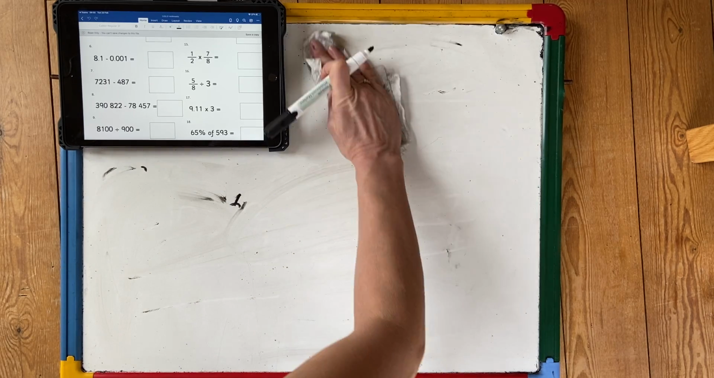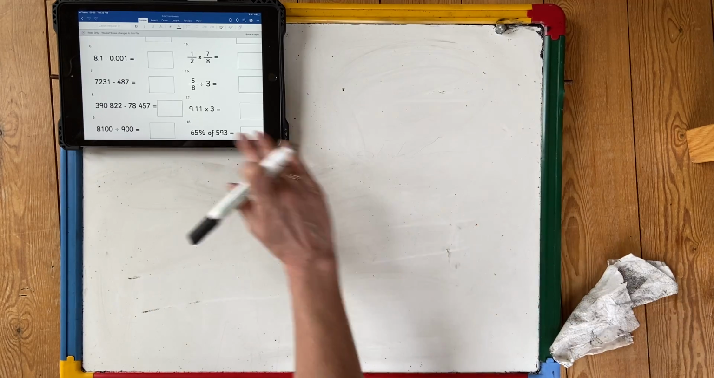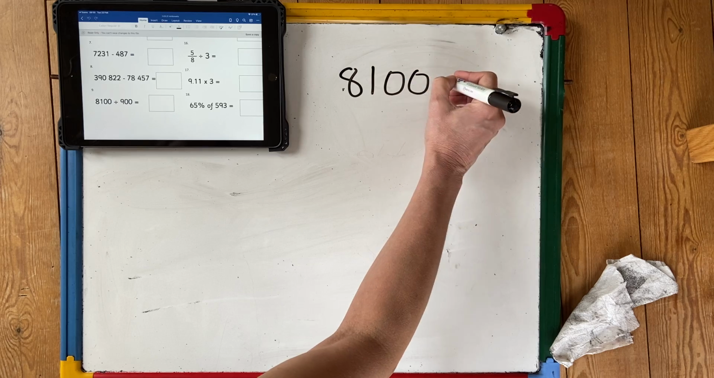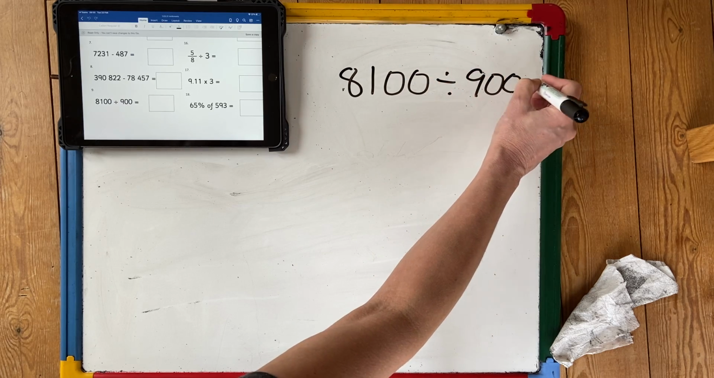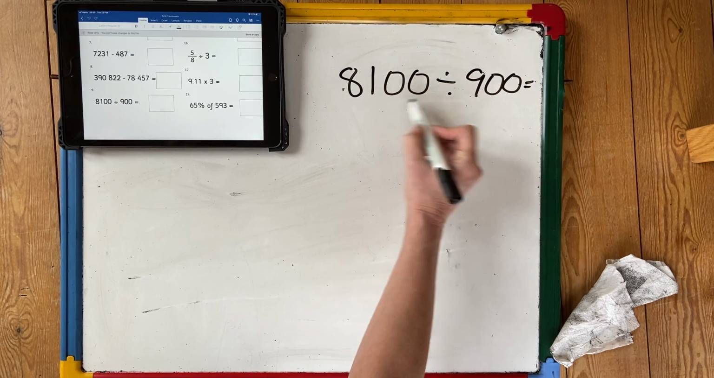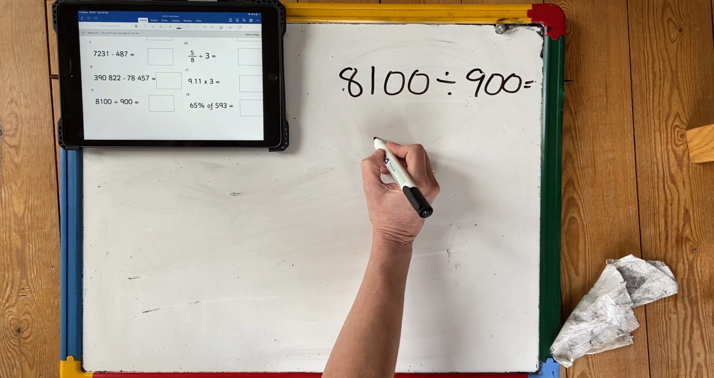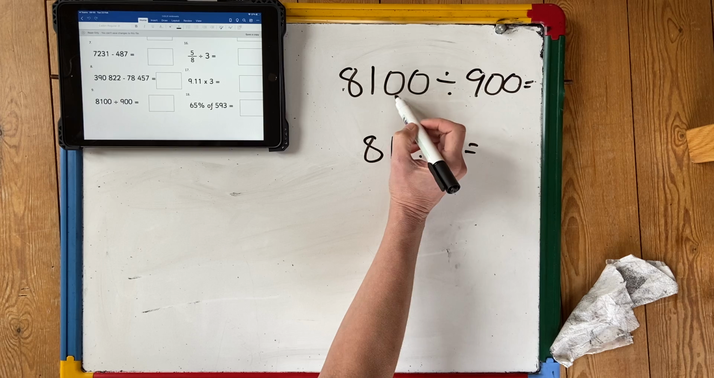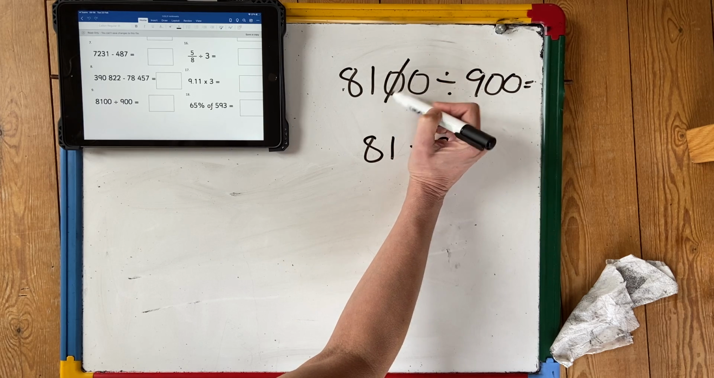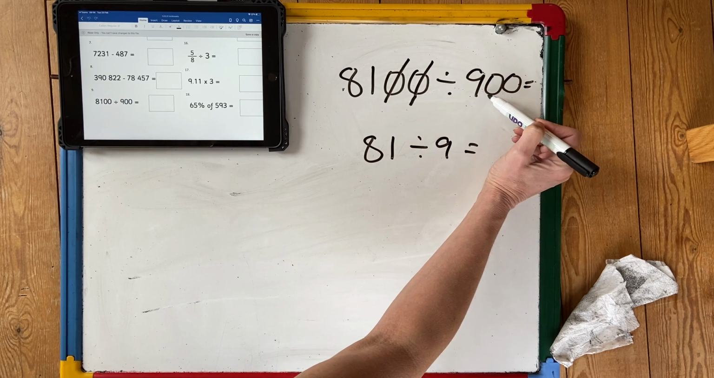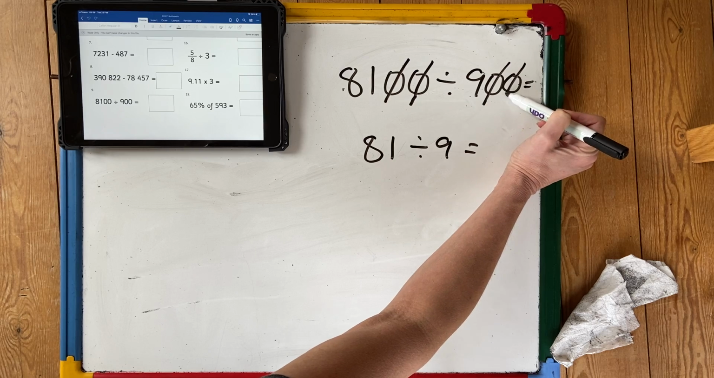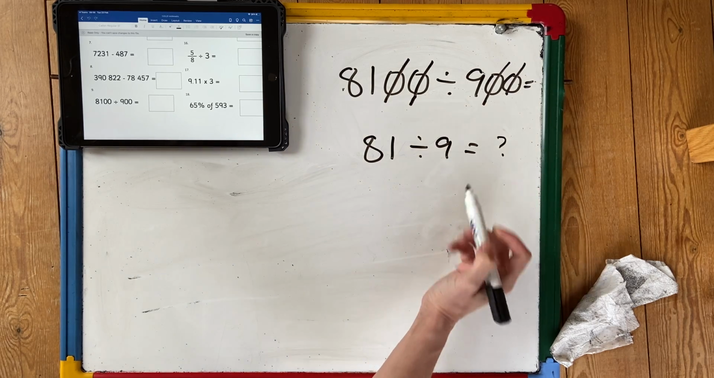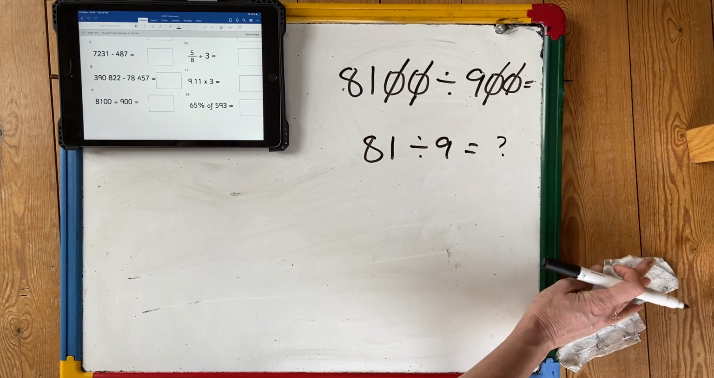Question 9. 8,100 divided by 900. Well, this calculation is exactly the same as doing 81 divided by 9. And the reason for that is because I've made 8,100 100 times smaller, and I've made the 900 100 times smaller. So 81 divided by 9 is what you tell me, count in 9s to 81.